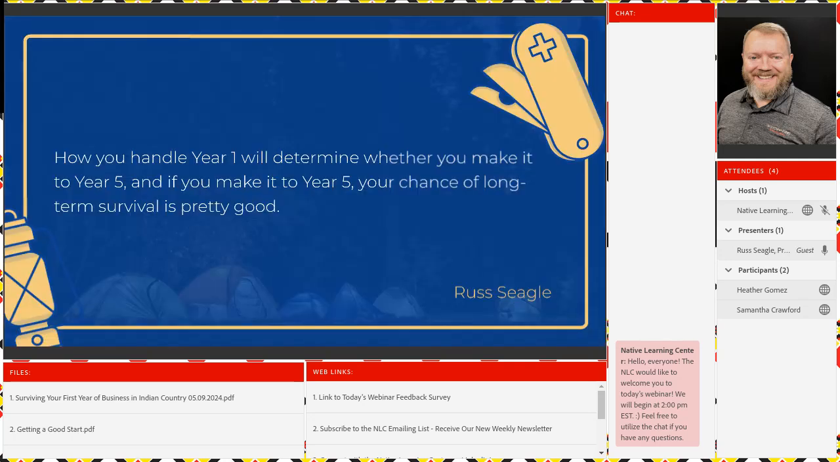So I have a saying that how you handle year one is going to determine whether you make it to year 5. And we all know that year 5 is critical, because if you make it to year 5, you stand a vastly greater chance of surviving long term. If you make it to year 5, your chances of long-term survival is pretty good. It's never guaranteed. But that first year is critical, because you may have heard the saying that how you do one thing is how you do everything.